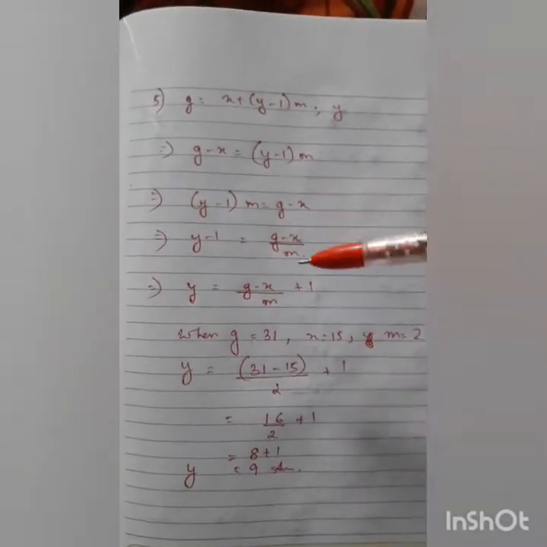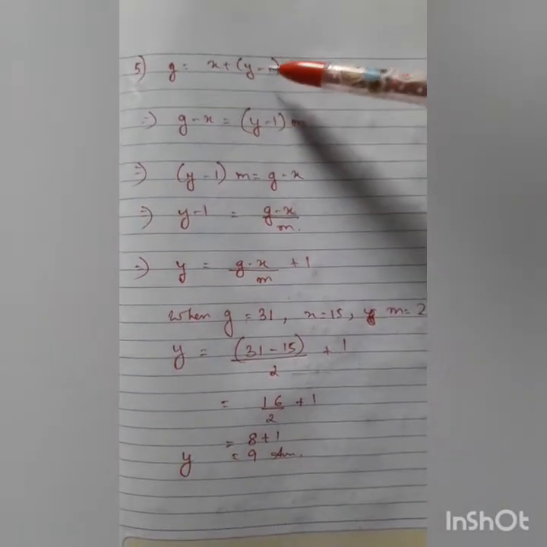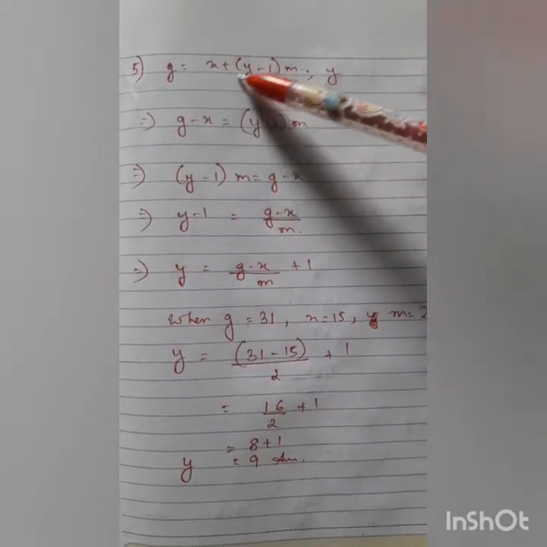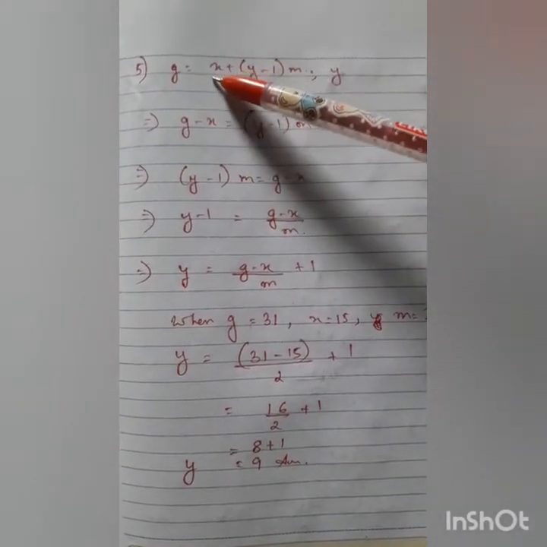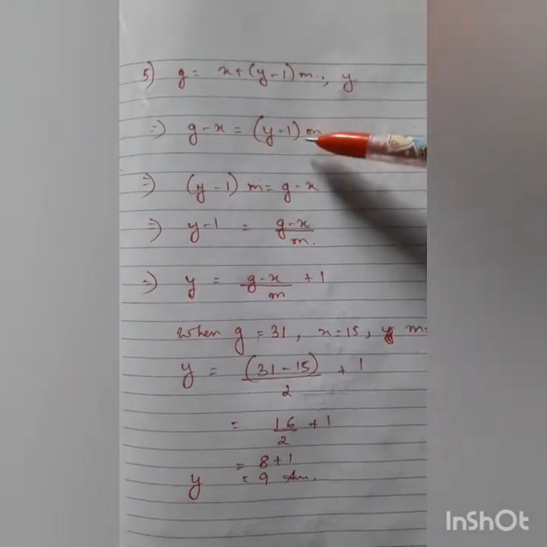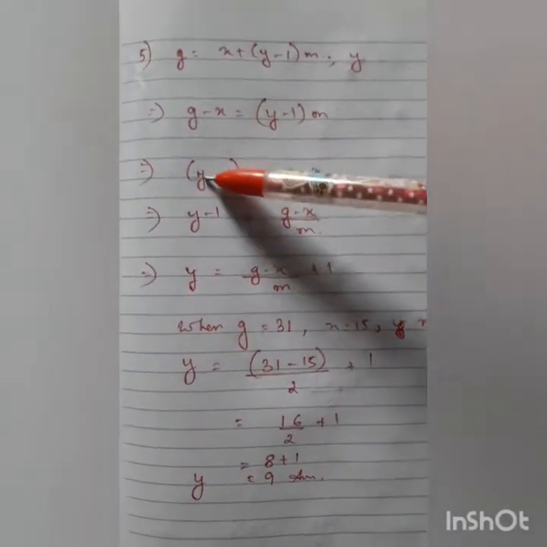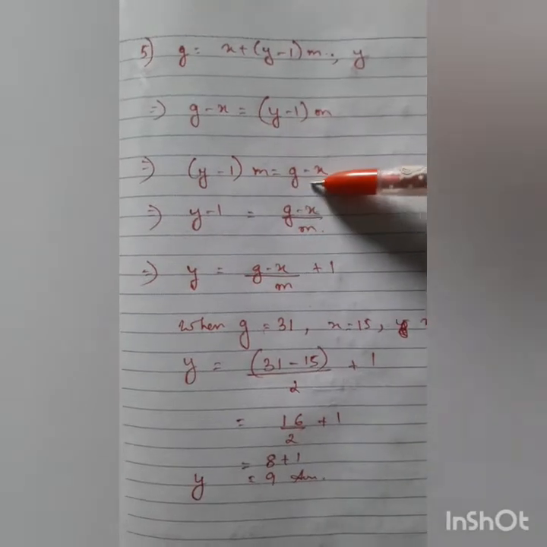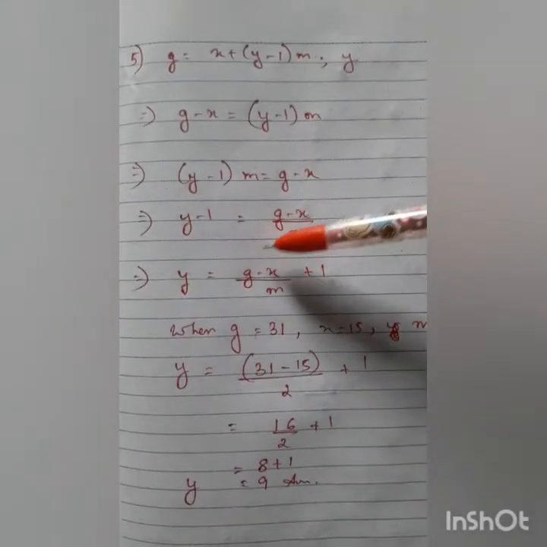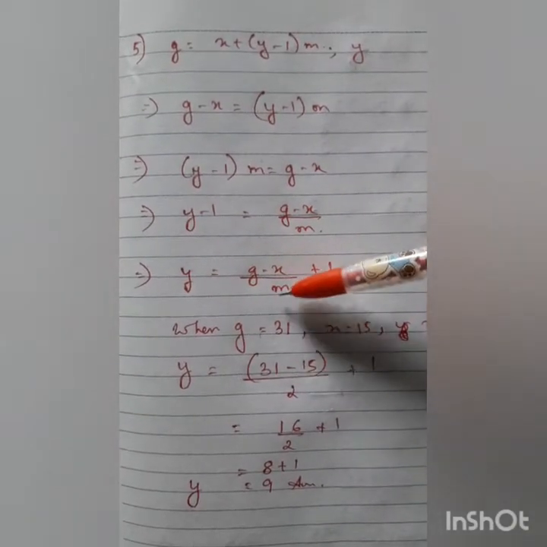In question number 5, you have g equals x plus, within bracket, (y minus 1) into m. You have to make y the subject of the formula. See, x is not attached by multiplication, x is added. So I will just remove x from here. It will become g minus x equals (y minus 1) into m. Again I have just shifted the LHS to RHS and RHS to LHS. So (y minus 1) into m equals g minus x. This m I am bringing down here. So y minus 1 equals (g minus x) by m. So y equals (g minus x) by m plus 1.